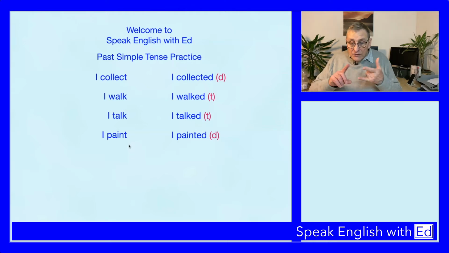So we've got different endings, the same letters, ed. All the words end in ed, but they're slightly different sounds, and this is something you've just got to get used to learning. As I say, there are rules for it, but that's for another video, not in here. So I collected, I walked, I talked, I painted. So collected, walked, talked and painted.